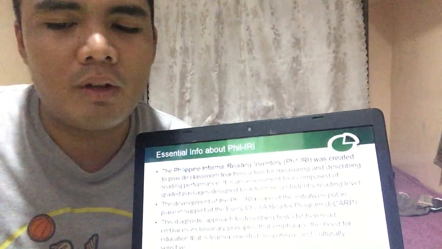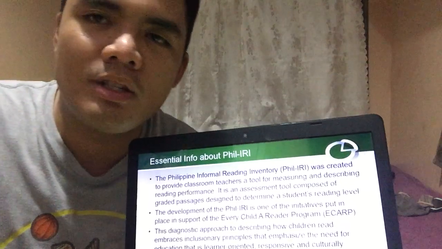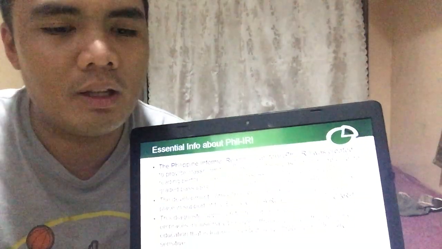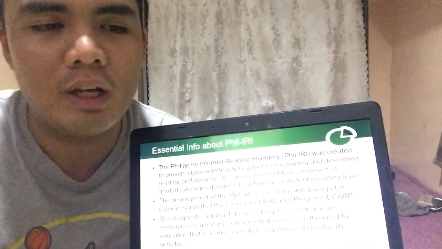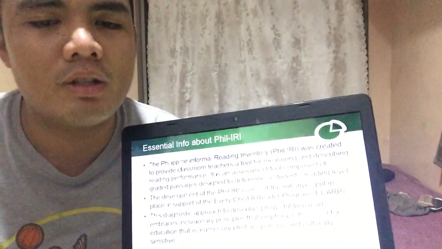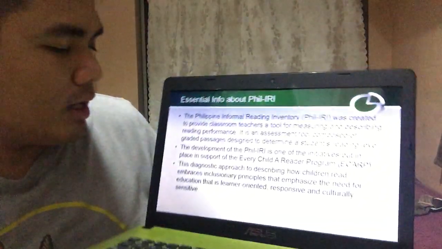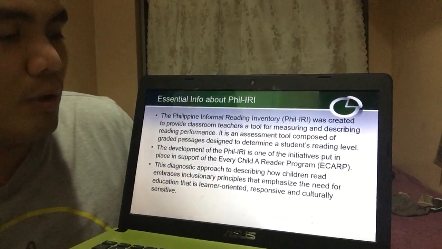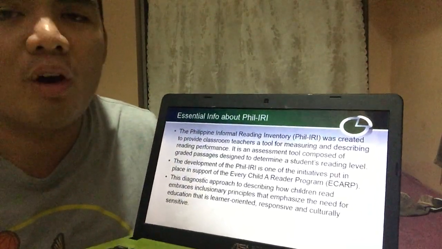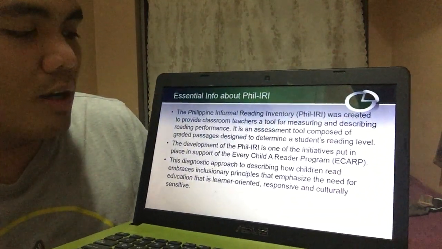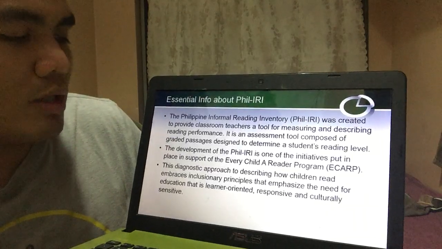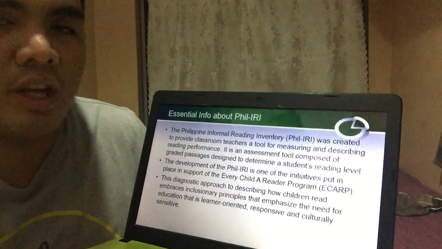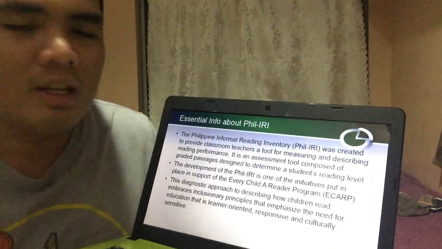There are some aspects of the three types of tests that make them confused. Like what I observed in my case, there are mistakes in terms of silent reading and in terms of some word recognition, let's say in grades 5 and 6. And another thing, the development of the PhilIRI is one of the initiatives put in place in support of the Every Child a Reader program of the government. This diagnostic approach to describing how children read embraces inclusionary principles that emphasize the need for education that is learner oriented, responsive, and culturally sensitive.